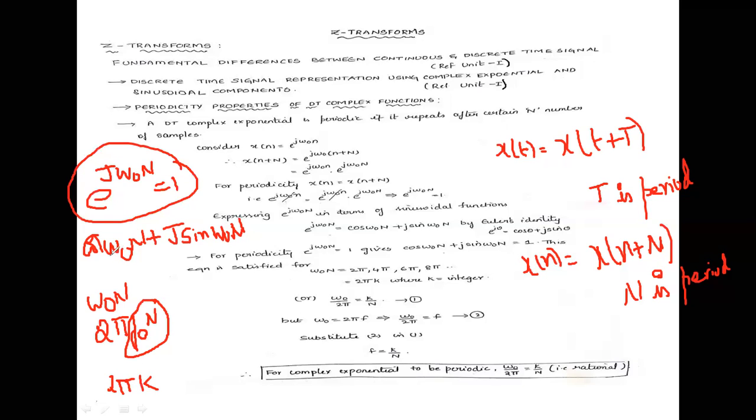2 pi k, cos 2 pi k plus j sine 2 pi k. What is cos 2 pi? It is 1. And what is sine 2 pi? It is 0. So e power j omega naught N, where the capital N is an integer, is always 1.